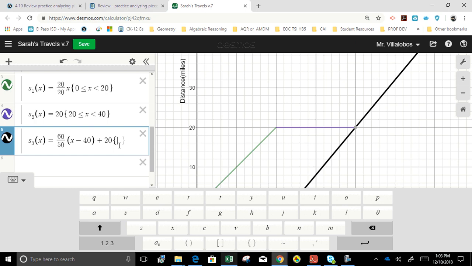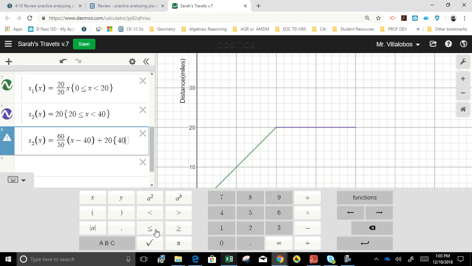Well, it's from minute 40, because you notice 0 to 20, 20 to 40. It's from minute 40. And now I have to do less than or equal to x, less than, and I need to go, how many minutes? It's 60 miles in 50 minutes. So what's 40 plus 50? 90. So I'm going to chance it and put 90.